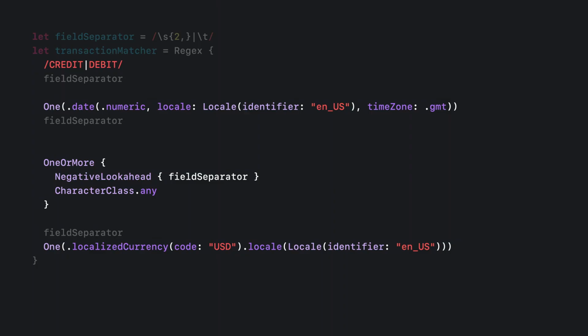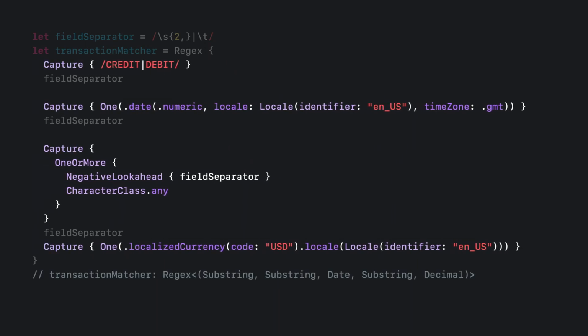We don't just want to recognize the lines, we want to extract some of this data out. To do this, we use captures, which extract portions of our input for later processing. By convention, the 0th capture is the part of the input that the entire regex matched, and each explicit capture follows. Our transaction kind is captured as a substring, that is a slice of our input.